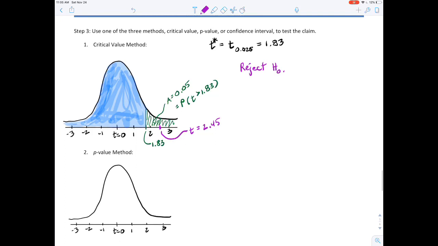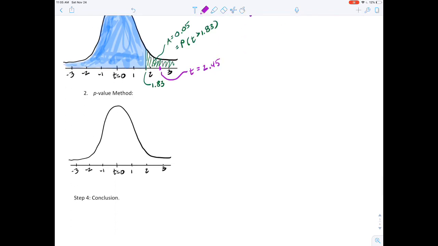Groovy? Okay. Now, remember with the p-value method, what you do is find the probability that you would get a value at least as extreme as your test statistic. So we got t equal to 2.45, right? Which is about here. And so that becomes our boundary level. And we want to find this probability. So we want to find the probability that t is greater than 2.45, right?